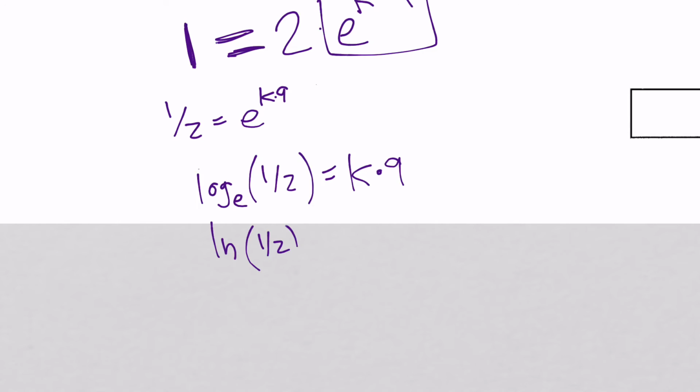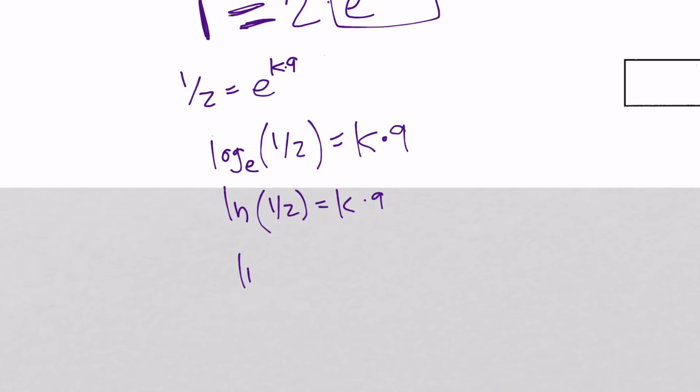So I have the natural log of 1/2 equals k times 9, but I want k, not k times 9, so I need to divide by 9. So the natural log of 1/2 divided by 9 will tell me k, my rate of decay. So figure out what that is on your calculator.